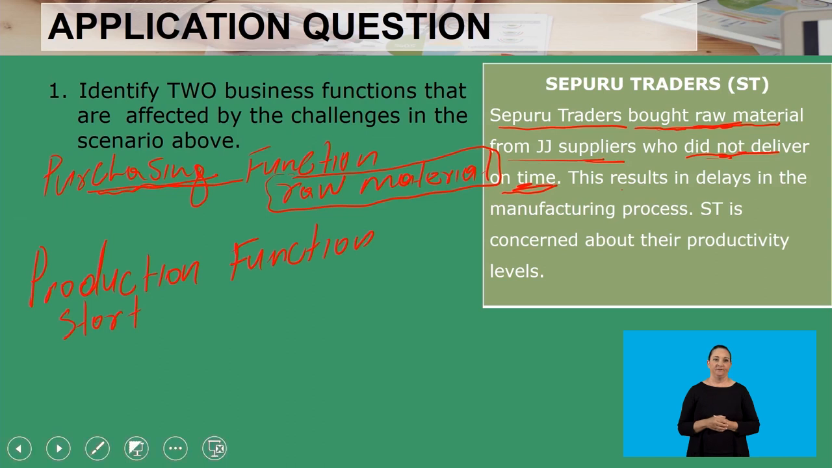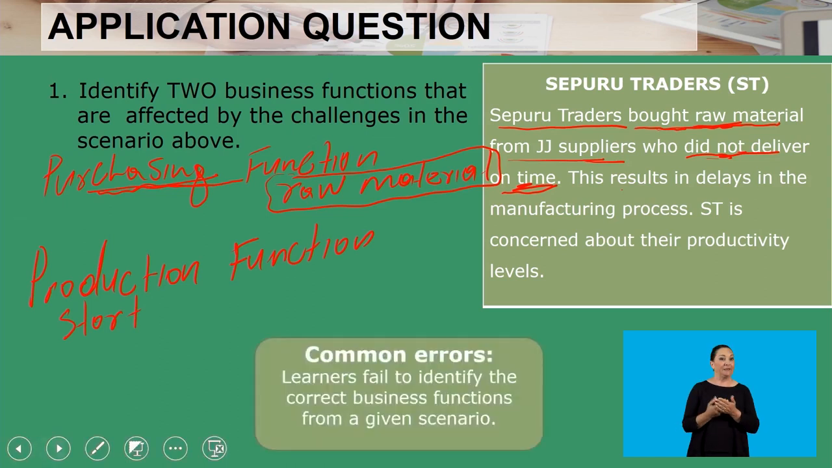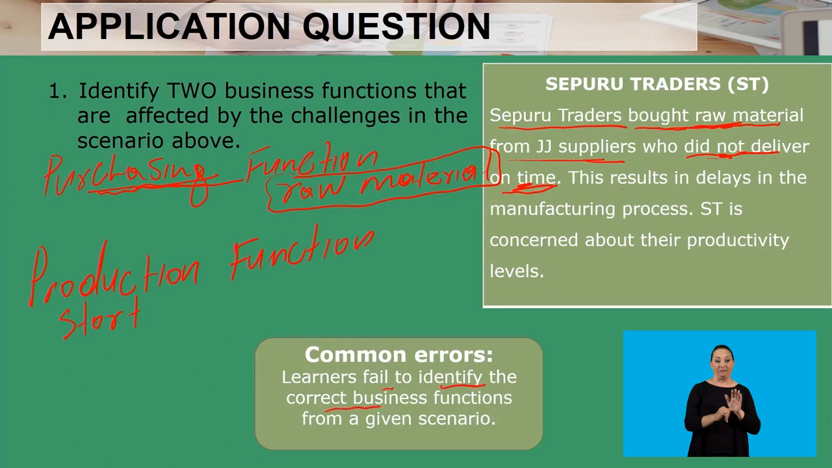So let us look into the common error that normally happens when it comes to such a question. The common error here is that learners fail to identify the correct business function from a given scenario. So it means you should read your scenario at least 2 or 3 times, and identify the question, to say, what is the question looking for? And then you'll be in a better position to answer accurately and get the correct response. And that is how we deal with this question.